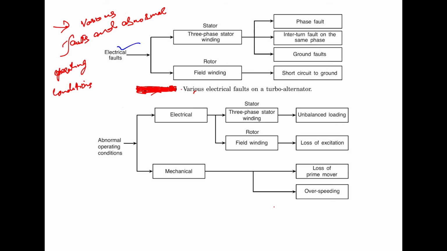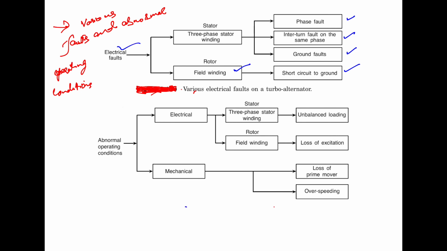Now we will have faults on the three-phase stator winding and on the rotor field winding. On the stator, we will have the phase fault, the interturn fault on the same phase, and the ground fault. These are the three types of faults under the stator. And on the DC field winding, we will have the short circuit to ground. So these are the electrical faults on the turbo alternators.